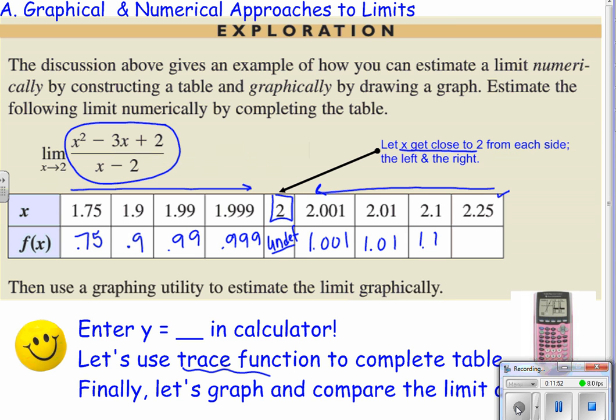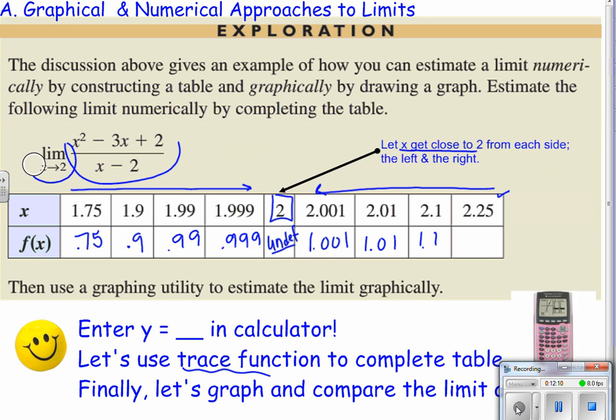Okay, so I got my chart filled out. Oops, I see I missed the last one because my calculator was sitting on top of it. But there's my results from doing the trace function on the graph screen of my graphing calculator. What the question is: what is the limit as x approaches 2?